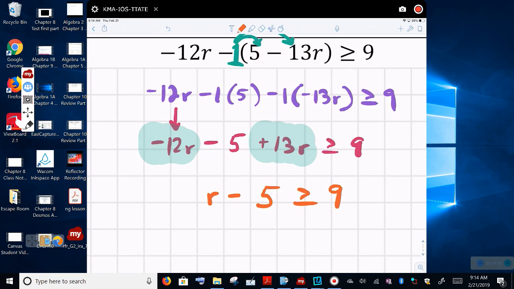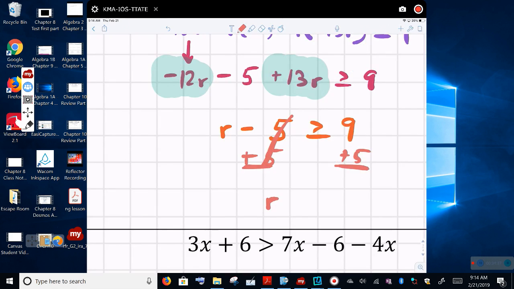If it was 2R, then we know we have to divide by 2 probably, but it's just one R. So the only thing we have to do is add 5 to both sides. And I get R. Don't need to change the sign because I'm not multiplying or dividing, let alone by a negative number. Now I just have 9 plus 5.